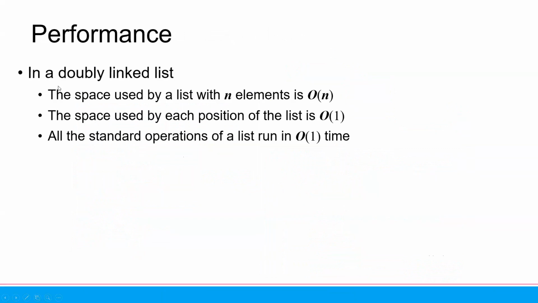As for the performance of the doubly linked list, the space is O(n), and for every position it is O(1), and all the standard operations can run in O(1), so constant time.